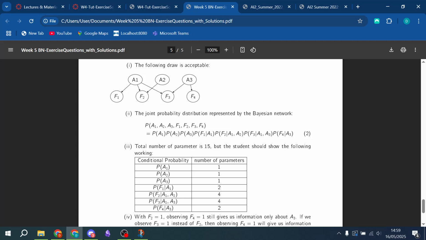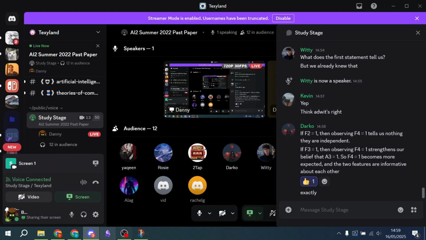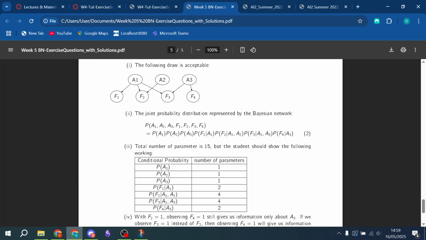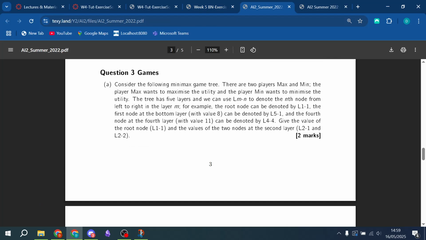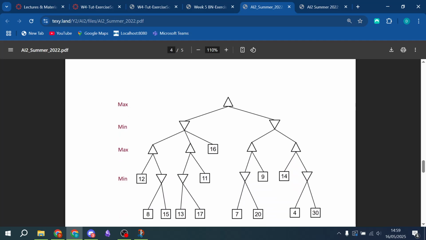Okay, cool. Sorry, that was a bit long. I'm going to move on to question 3 now, which is a minimax question. They use this tree, where these are max nodes and these are min. So this is trying to maximize the value, and these are minimizing it.